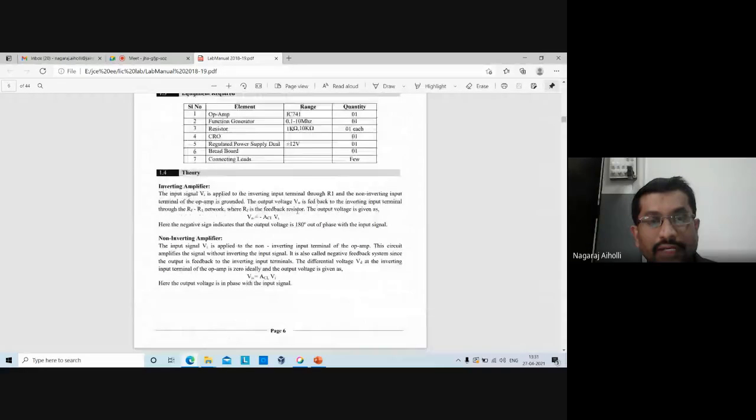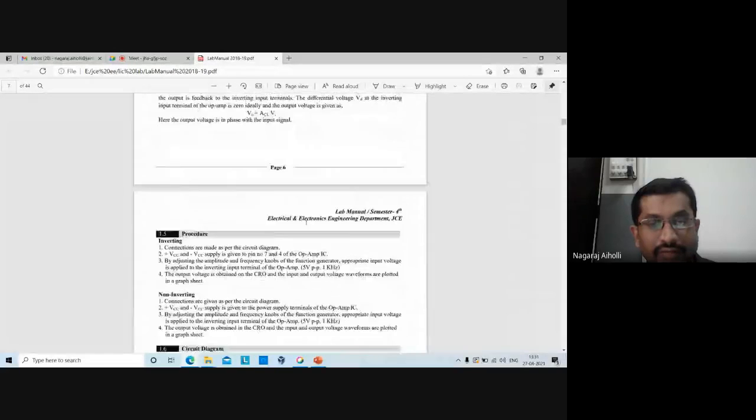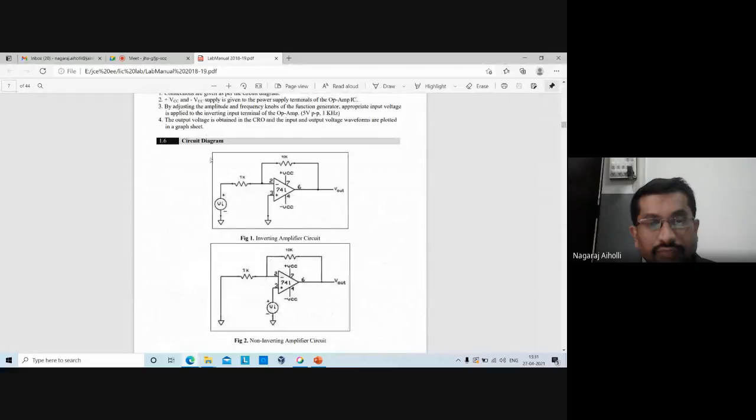The gain of this inverting amplifier is given by the formula V0 by Vin is equal to minus Rf by Rin. This is the circuit diagram of the inverting amplifier circuit. This is the feedback resistance from the output to the input. Then this is the input resistance. So minus Rf by Rin, minus feedback resistance divided by input resistance. So that gives the value of the gain of the inverting amplifier circuit.